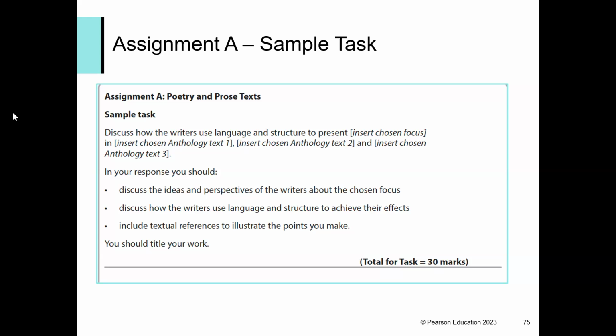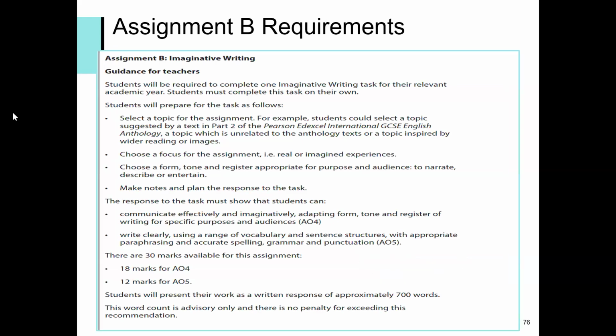There's also a guidance sheet. Again, this is from the sample assessment materials. This is page 89. This is for the imaginative writing. So it's about how to choose an assignment, how to choose form, tone, and register appropriately for purpose and audience, all of those things. So just to say again, that's page 89 of the sample assessment materials, SO5, in your download pack.